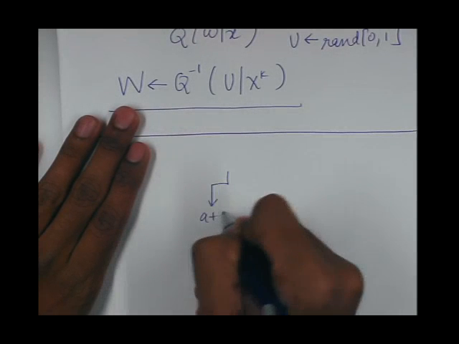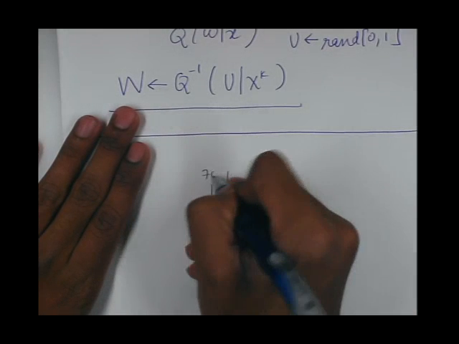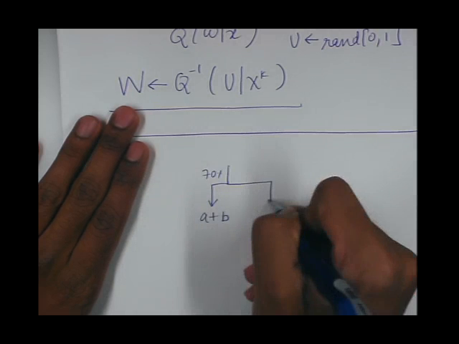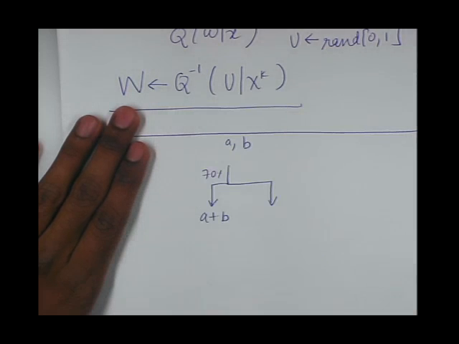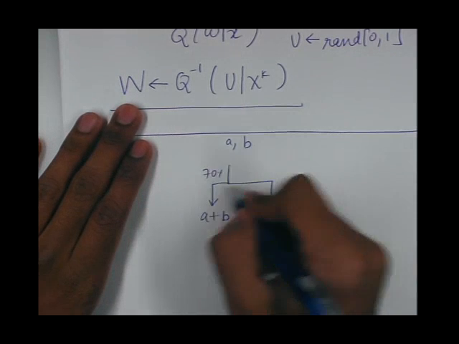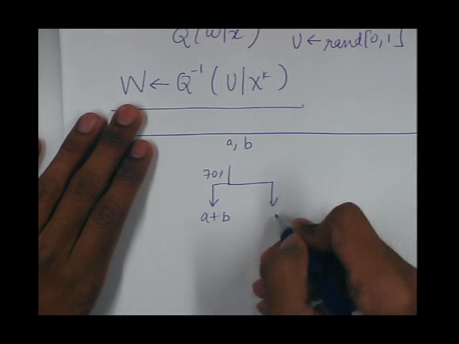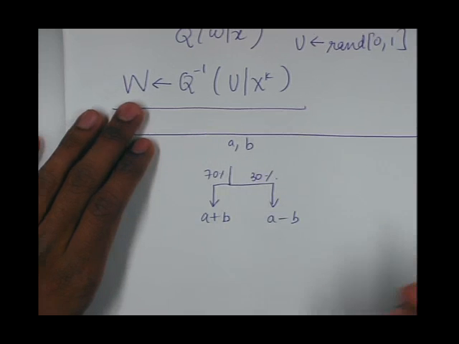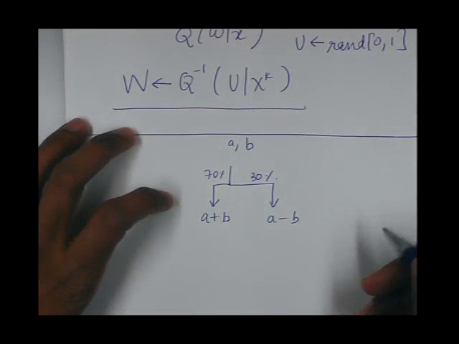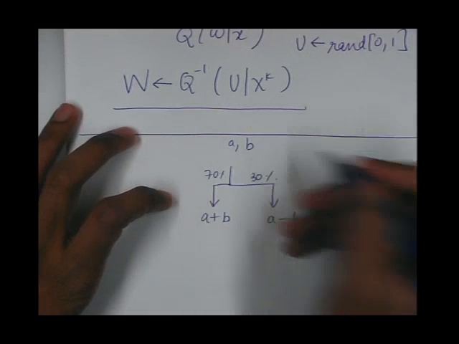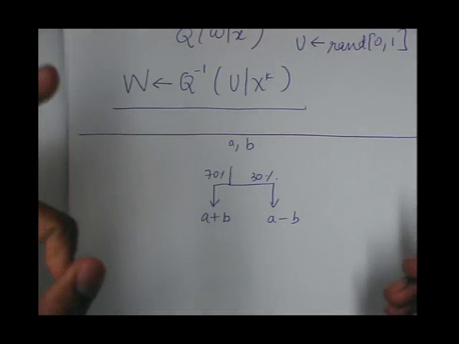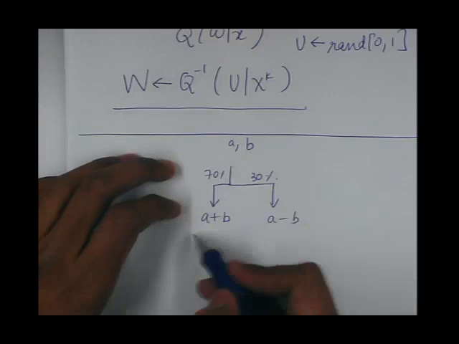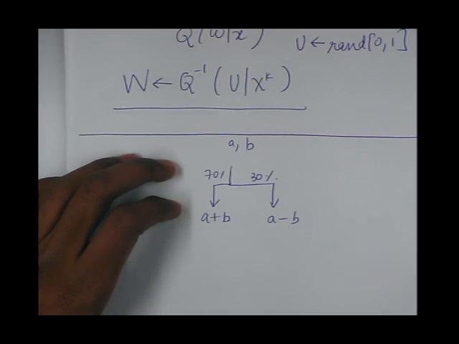You have two numbers A and B, and you have to write a piece of software which 70% of the time just adds up A plus B, and 30% of the time goes to A minus B. So how would you do that? If you just write code to do this, which randomly goes 70% of the time here and 30% of the time here.